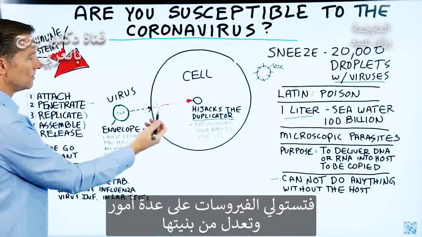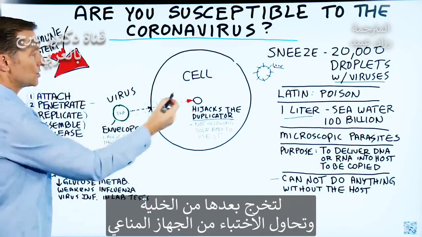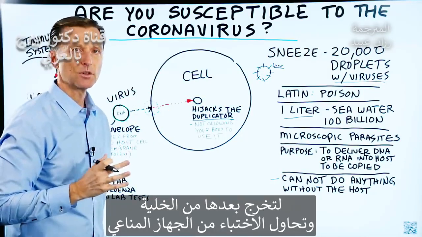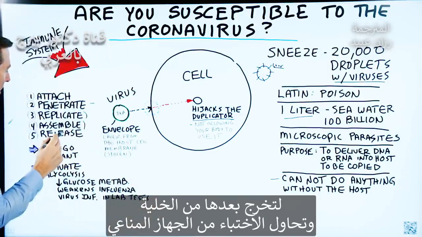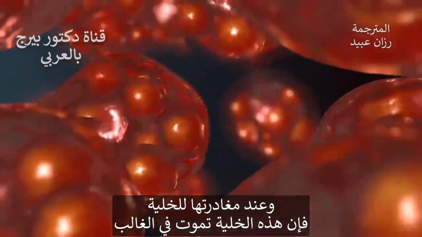So they're going to take different things, modify their structure, so then they can come out of the cell and hide from your own immune system. That's what they're going to try to do. So they're going to be released, and when they get released, the cell usually dies.